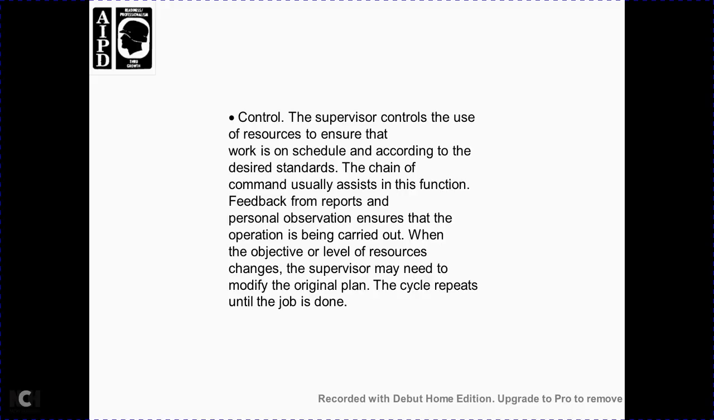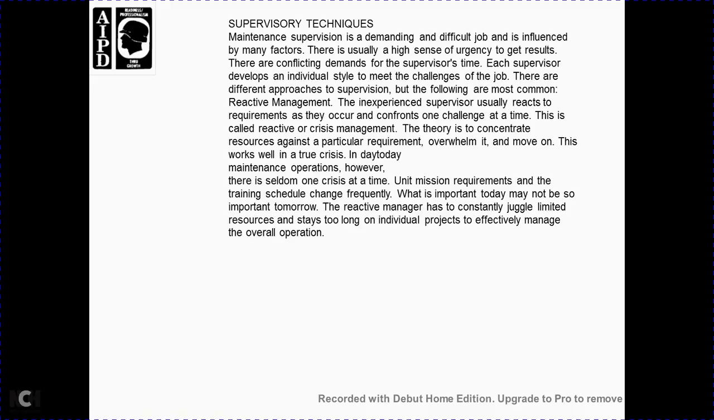Controlling: the supervisor controls the use of resources to ensure the work is done as scheduled and according to the desired standards. The chain of command usually assists with this function, and feedback comes from reports and personal observation, ensuring the operation has been carried out. When the objective or resource levels change, the supervisor may need to modify the original plan, and the cycle repeats until the job is done.